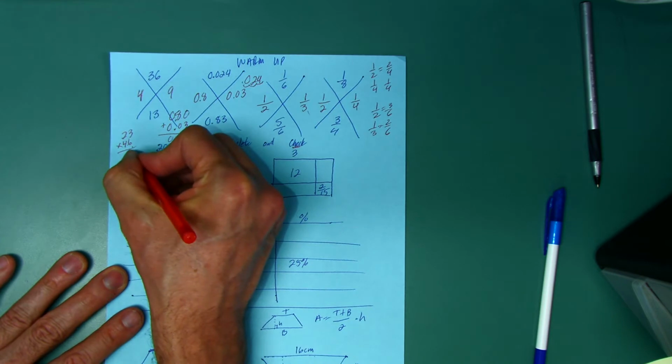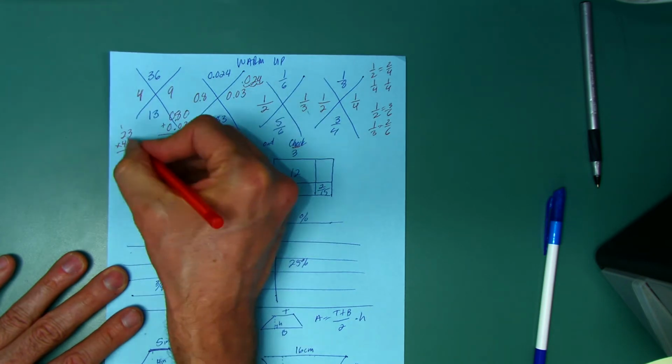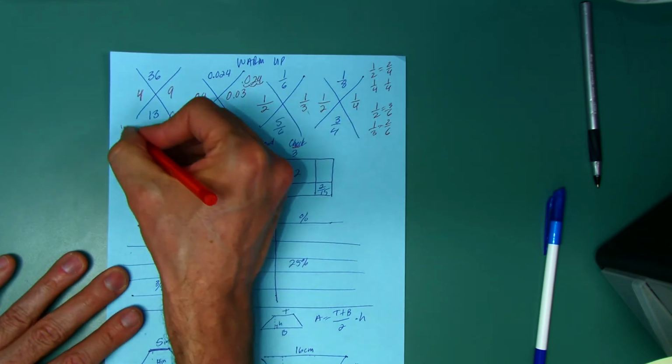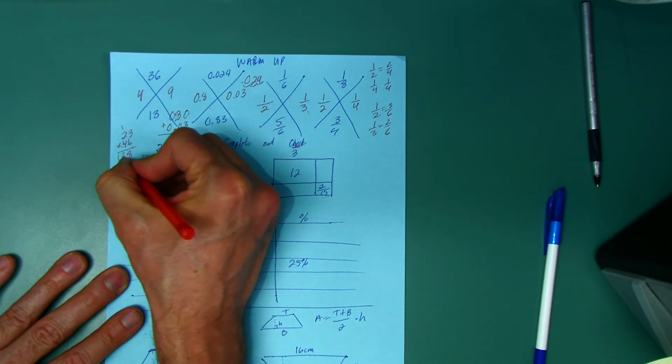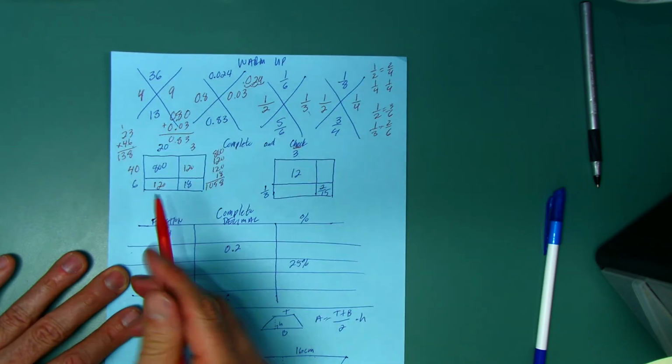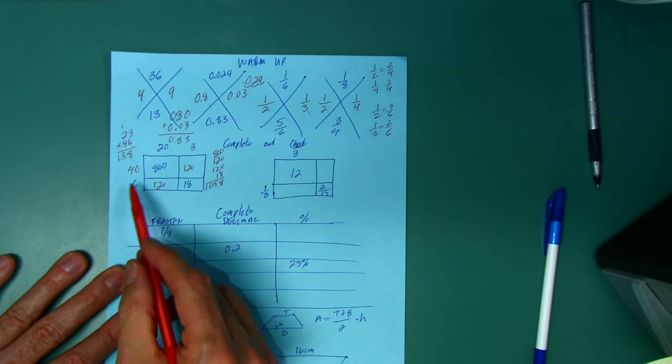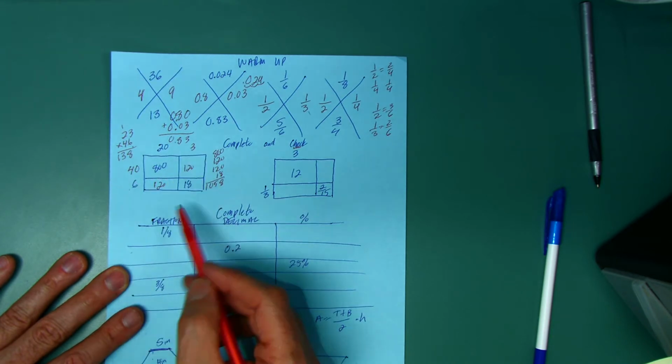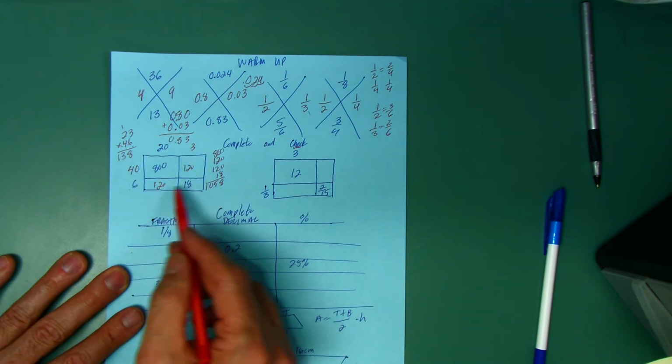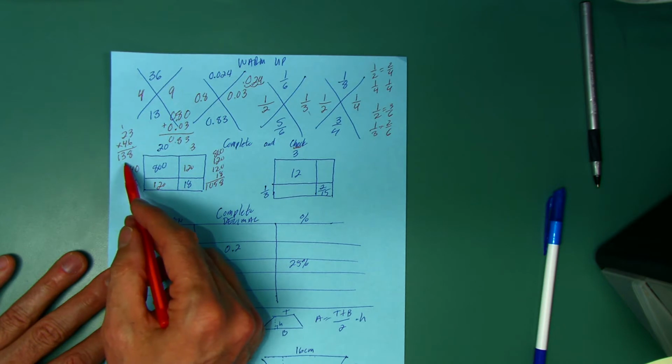So 6 times 3 is 18, carry the 1. 6 times 2 is 12, plus 1, 13. Now, what did I really do there? I did 6 times 20 and 6 times 3. I just did it back, right? I got the 18 and the 120, okay? And put those together, 138.